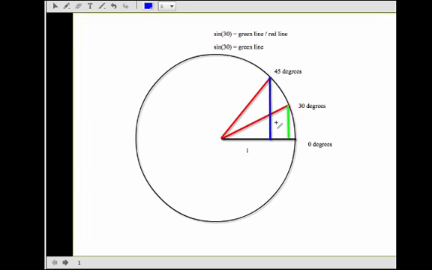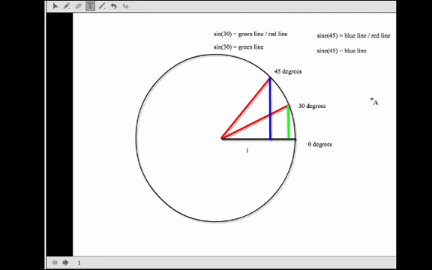See that? In this case, I could say, okay, sine of 45 is equal to the blue line, again divided by the red line. But just like we said before, the red line is a radius, so is this red line, and so it's just really the blue line. So sine 45 is equal to the blue line.